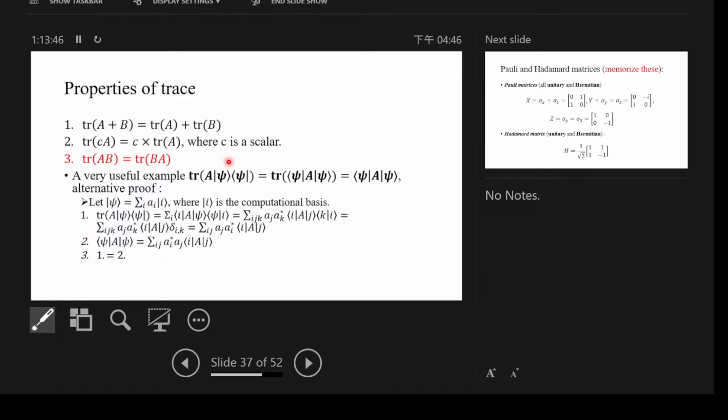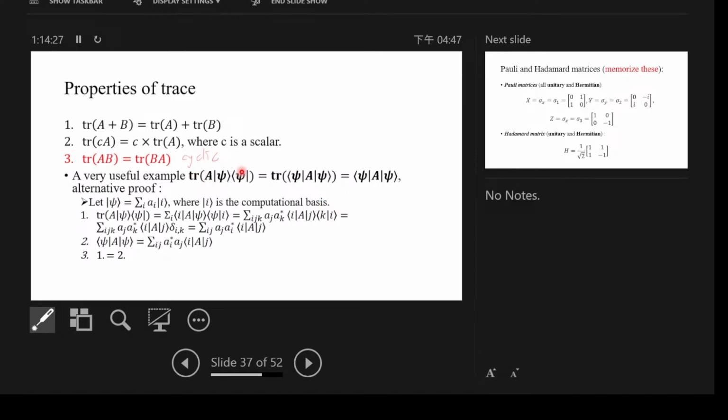And then we have some nice properties of trace. First, it is linear. So trace of A plus B equals trace A plus trace B, and trace of some number times A equals that number times trace A. And then we have the most important property of trace, which is very nice: trace AB equals trace BA. This is called the cyclic property of trace. Why is this very useful? Because we can do all sorts of weird manipulation.